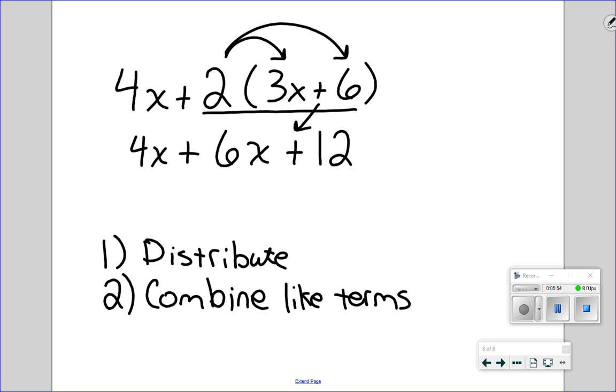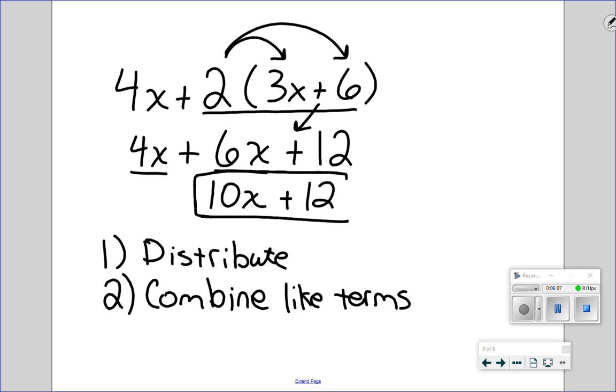Now I'm going to combine like terms. My like terms are 4x and 6x. So when I combine 4x's plus 6x's, I have 10x's all together. And that is the simplest form of that expression. So your answer is 10x plus 12.